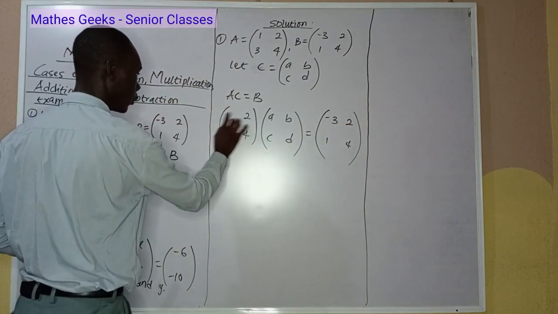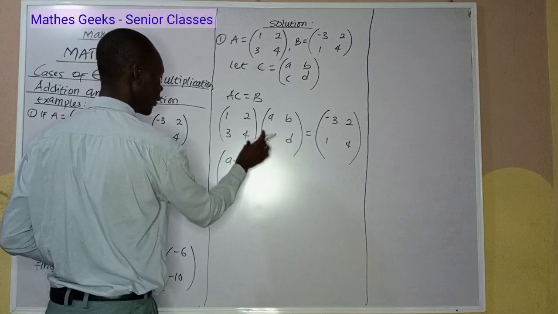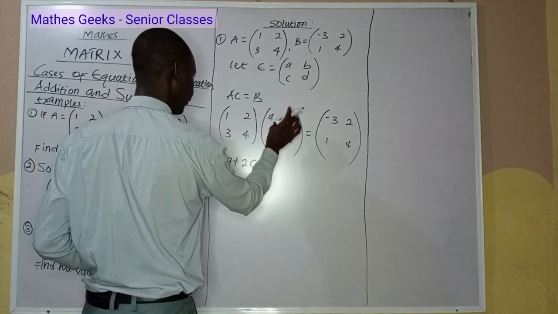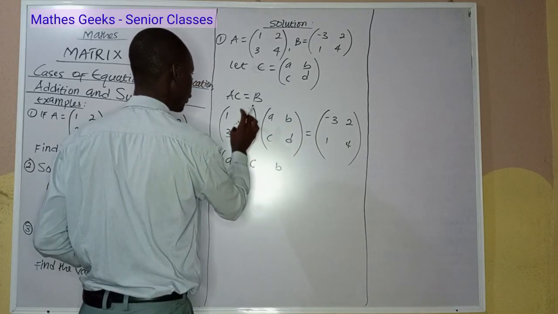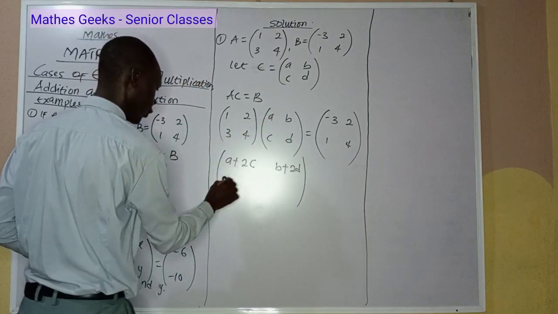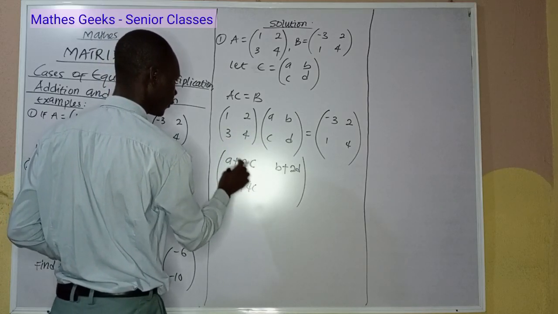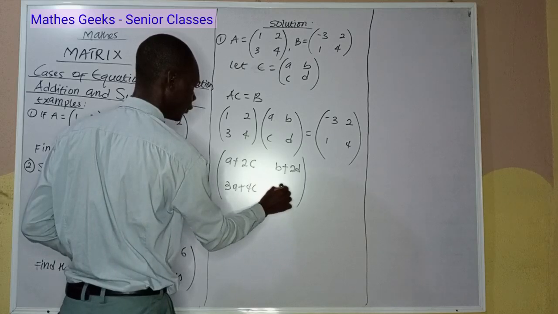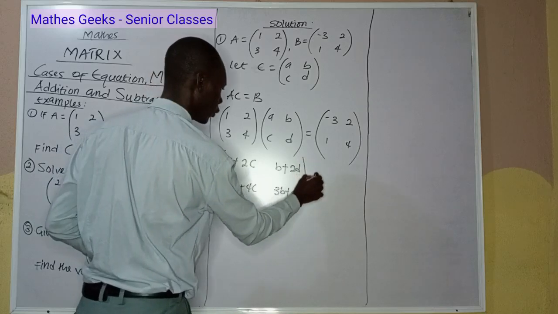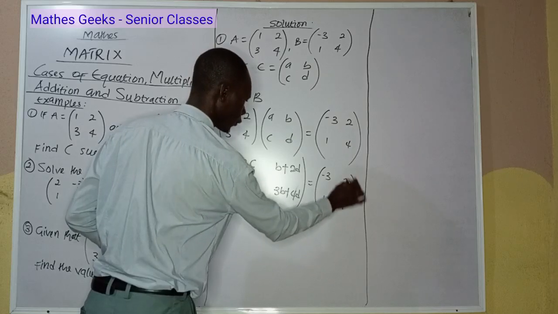So we're going to multiply: 1 times a will give us a, plus 2 times c will give us 2c. 1 times b will give us b, 2 times d will give us 2d, 3 times a will give us 3a, and 4 times c will give us 4c, 3 times b gives us 3b, plus 4 times d will give us 4d, equals minus 3, 1, 2, 4.